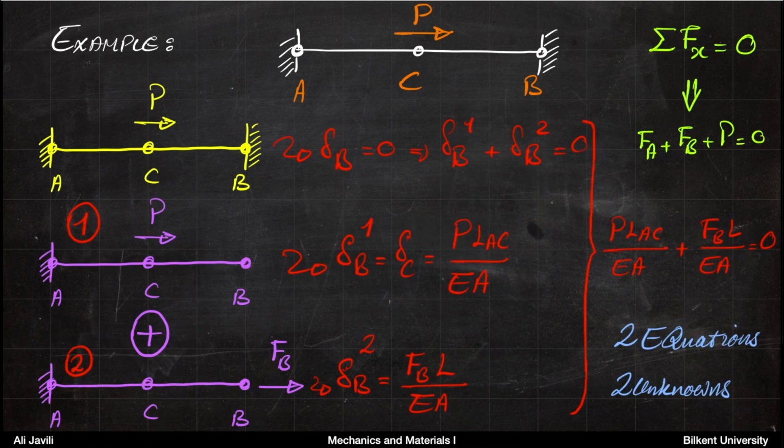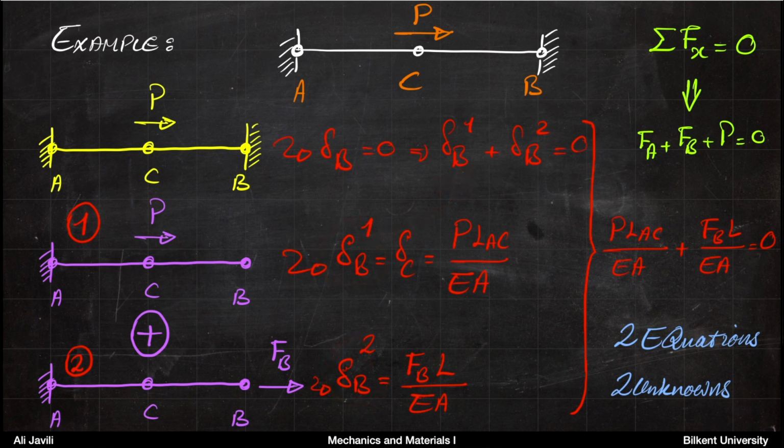So in summary, this is what's happening. You have the yellow system, which is our original system. So you have a bar, you apply a force P somewhere between A and B, and you want to calculate the reactions at A and B. Now, you know delta B is 0. That means if you decompose the system into these two systems, and if you calculate the displacement for each of them, the sum of those displacements must add up to 0.